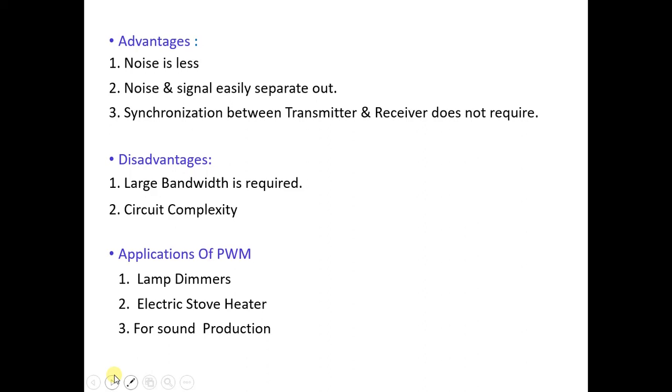What are the different applications of PWM? PWM is used in lamp dimmers, electric stove heaters, and for the maximum time for sound production.